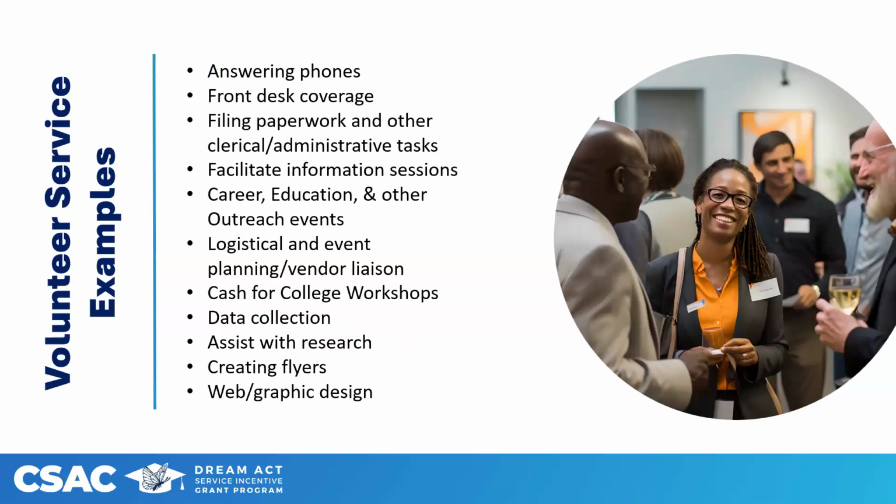And then a couple slides ago, I mentioned that qualifying organizations cannot have students perform work in advocacy of a political, social, or religious nature. Here are some examples of the types of volunteer work that students can participate in. They could be as small and easy as answering phones, covering the front desk, doing some administrative paperwork tasks. They could be even more involved by being part of career education and other outreach events, any event planning, or Cash for College workshops.